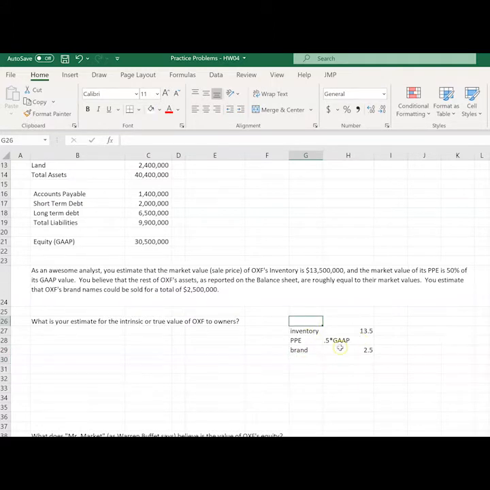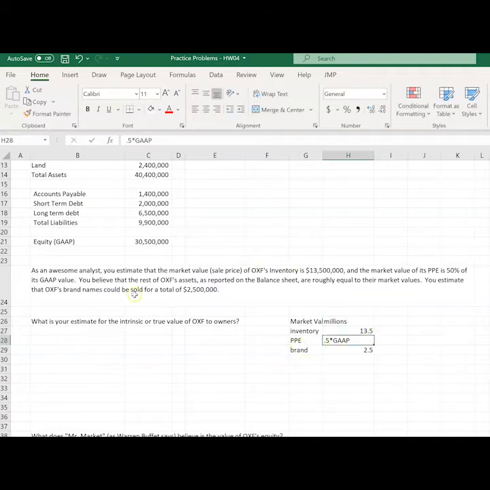Just for understanding it, we'll put market value here, because these are all market values. And I'm going to say that this is all in millions. Then I'm going to figure out what 0.5 of GAAP is.